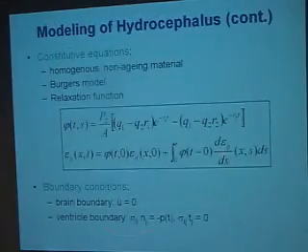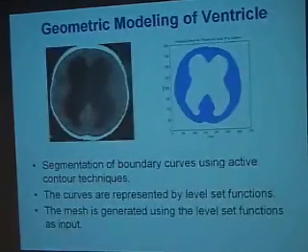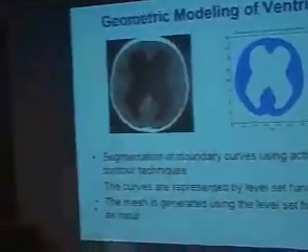And the force actually is a normal force, and we assume the tangential force is 0. So that's the starting point. We take a medical image, and then we do a segmentation to get the outside boundary, the head, which we assume doesn't move, and then the inside boundary, which is the ventricle, which would move. Then we take these two curves and use a level set function to represent them.